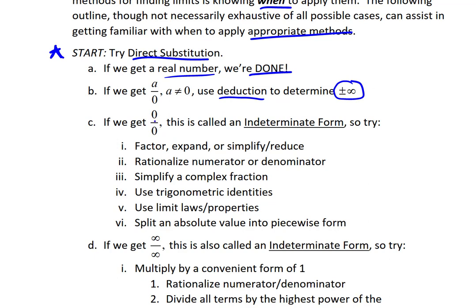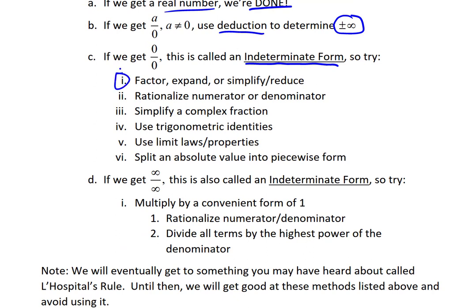If we get 0 over 0, thirdly, this is called an indeterminate form. That means it's not enough to determine what the limit is. It may exist, it may not, we just don't know yet. So we'll try several things in these cases. We'll try to use algebra tricks like factoring, expanding, simplifying, reducing, all the good old algebra that I'm sure you're familiar with at this point. Secondly, we might need to rationalize a numerator or denominator. That's another algebra trick.